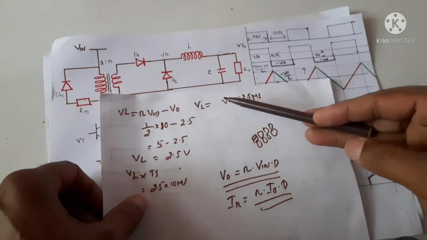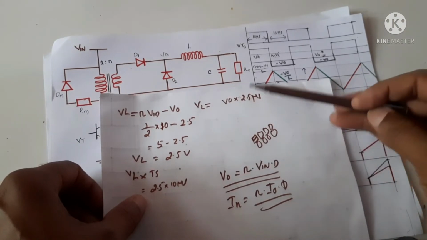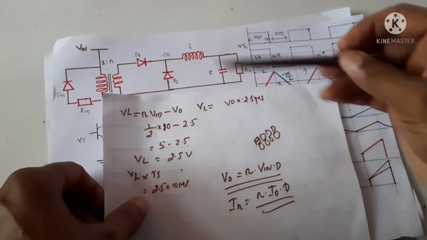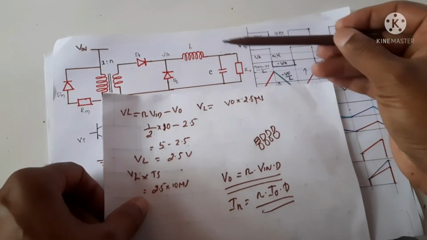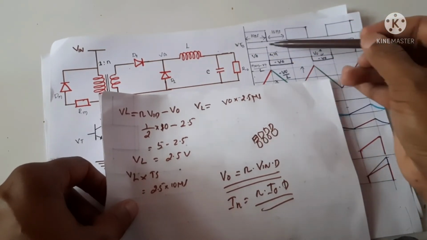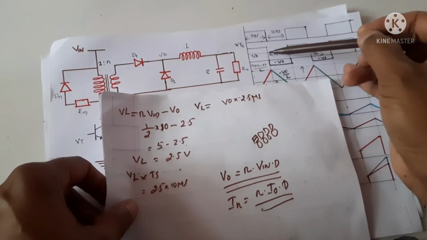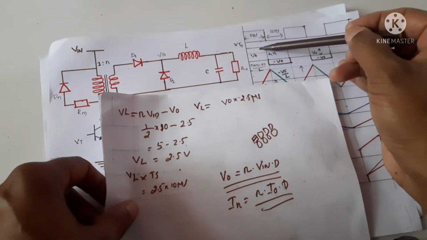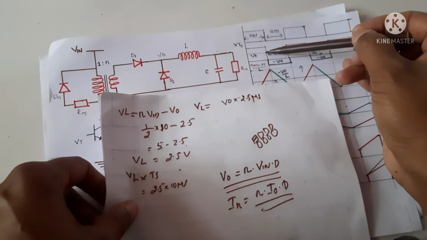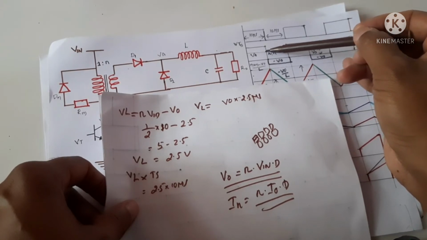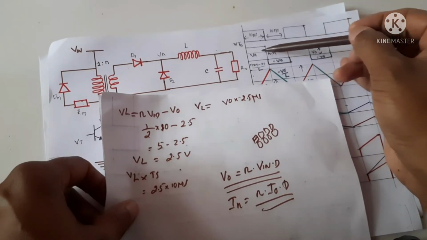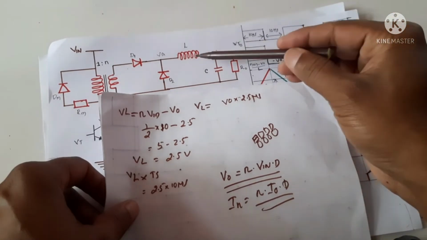If we solve this equation, we will get that the output voltage will be N times Vin into D. N into Vin means 5 volt, into how much time it is on. This is N into Vin, and it is on for only half the time. So if we take this portion and put it there, this is half, this is 5 volt. Half of this will be 2.5 volt, and this energy is taken by the inductor during the on stage.